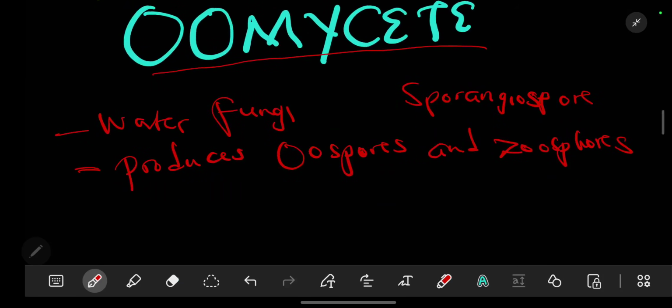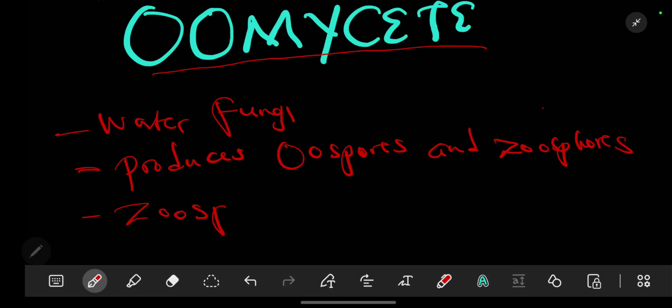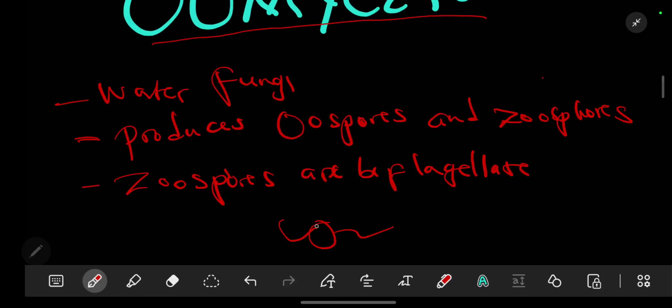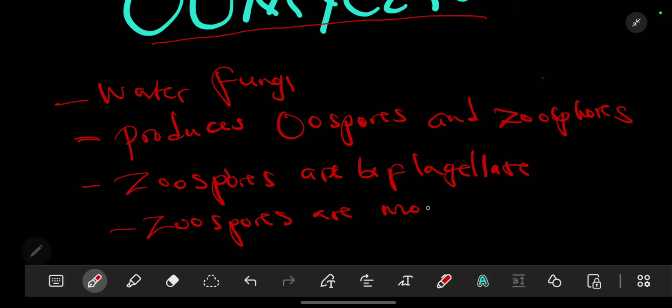Now when we look at other things that are important, zoospores are biflagellate. If you remember what we looked at under bacteria, that means they have flagella like that. So they are motile spores. We can say zoospores are motile, meaning they are able to move.